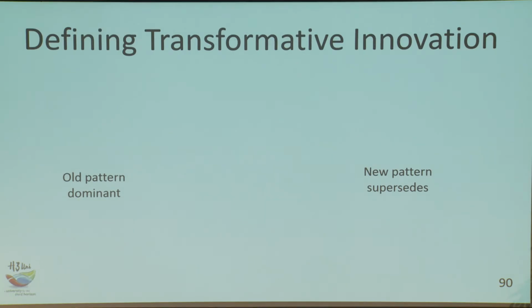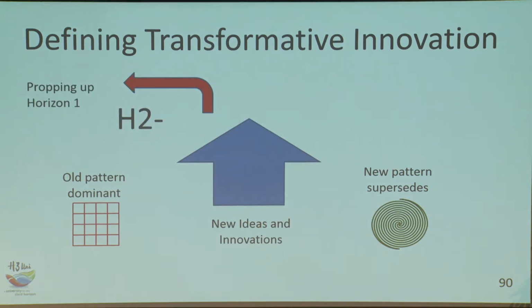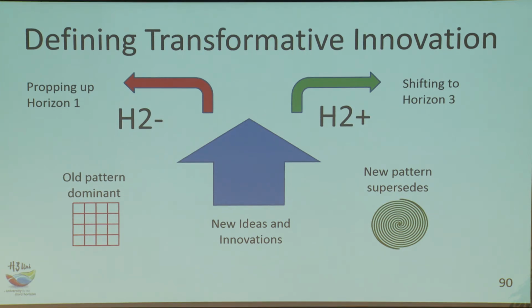which is symbolized by the blue arrow with two little wiggly bits at the top. I'll explain those. So here's the old pattern dominant, here's the new pattern superseding, here's the new ideas and innovations. And one of the things that happens to really interesting, good, and potentially helpful innovations is that Horizon 1 mentality captures them and uses them to prop up the existing system. We call that H2 minus. What we want to encourage is somehow that we get H2 plus, that innovations which are vulnerable to capture are brought into an arena where they can actually flourish in the direction of the vision. That's difficult because a lot of the power and resources are vested with the Horizon 1.